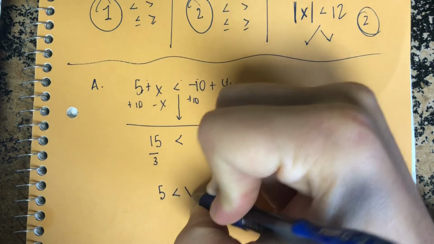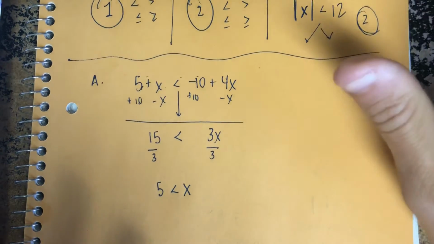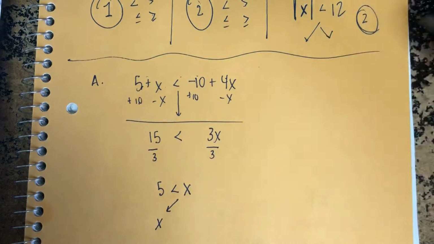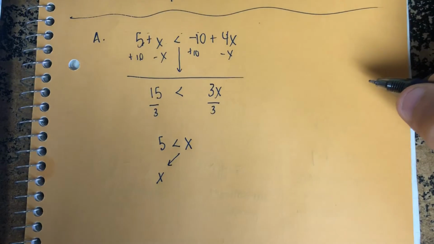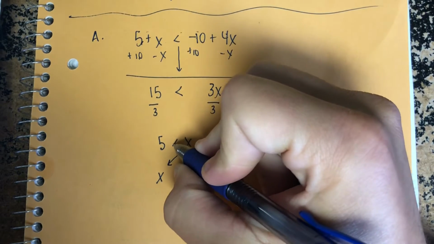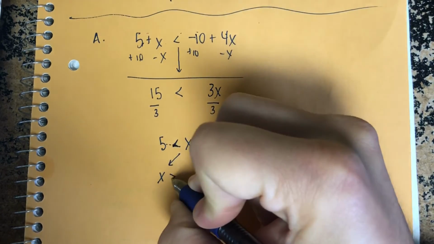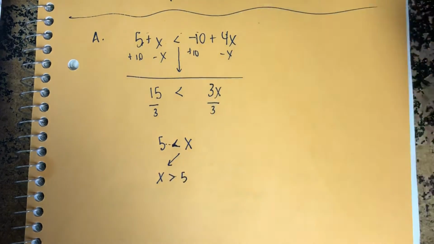5 is less than x. That's it. That's your final answer. Okay, now if you want to rewrite this and put the variable on the left side, not a bad idea. But that's it. So it's pointing towards the 5. So when you rewrite it, it still needs to be pointing towards the 5.